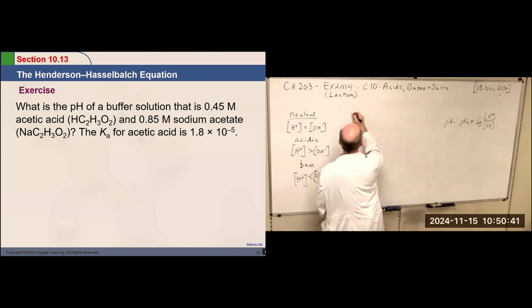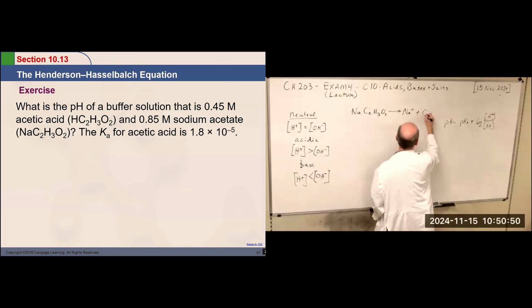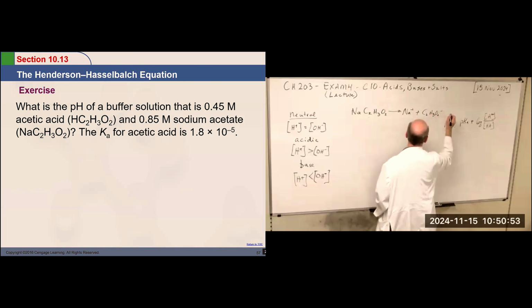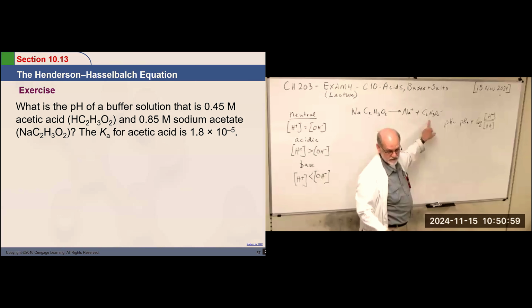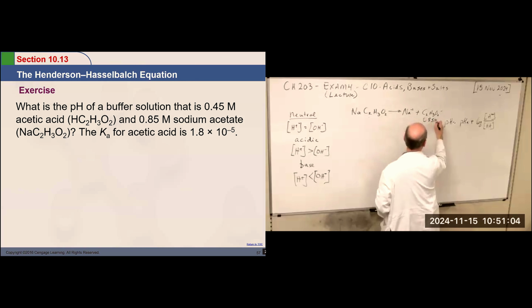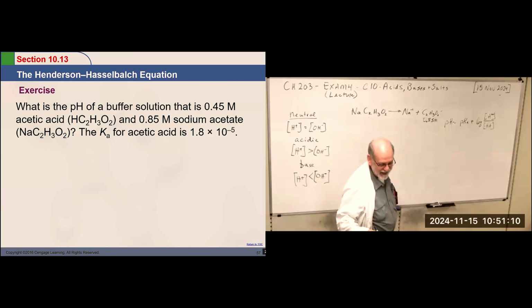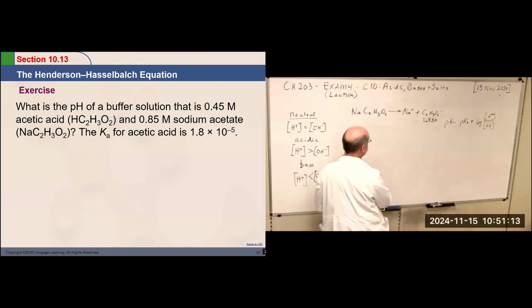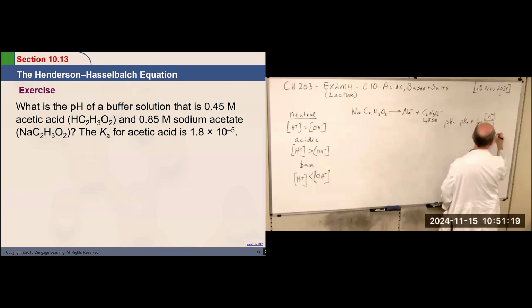So the conjugate base is going to be produced from the dissolution of this molecule, right? Sodium ions plus acetate ions. And that concentration is going to be the same since it's 1:1. This is going to be the same concentration as given, that's 0.85 molar. And the acid is 0.45 molar acetic acid. So that's this one right here, 0.45 molar, and this one is 0.85 molar.